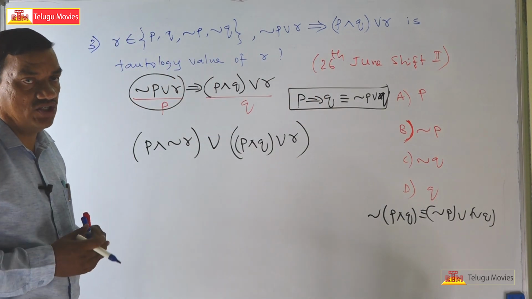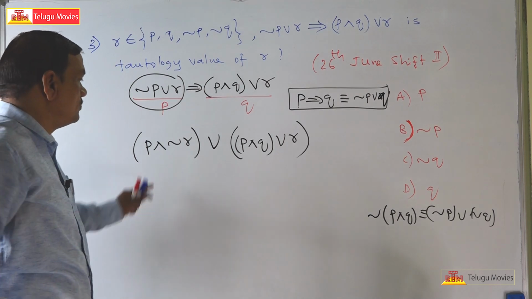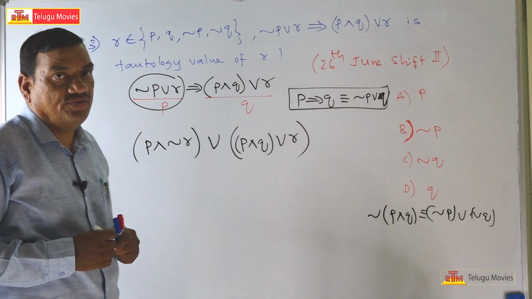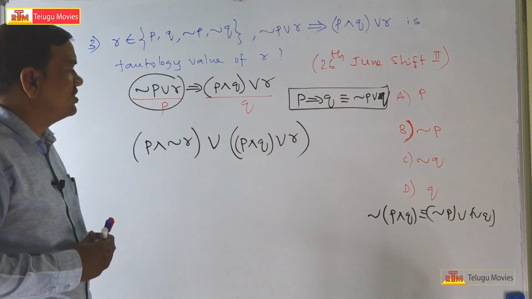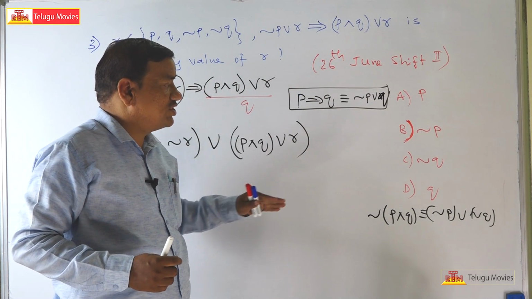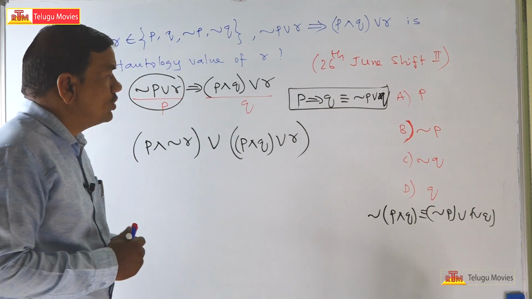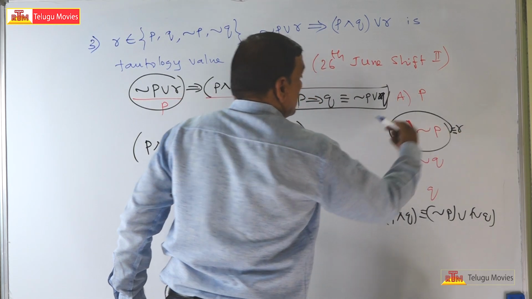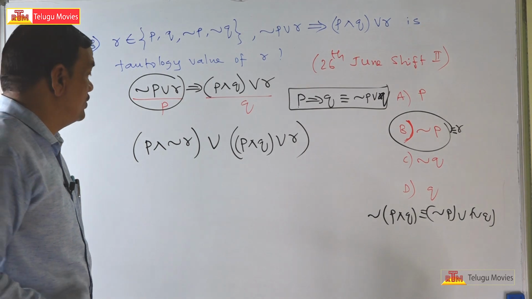Negation will come for both the statements. Now from this we can guess the answer. So there are the options. In place of R, substitute P, negation Q, Q. So let us try to substitute R is equal to negation P.